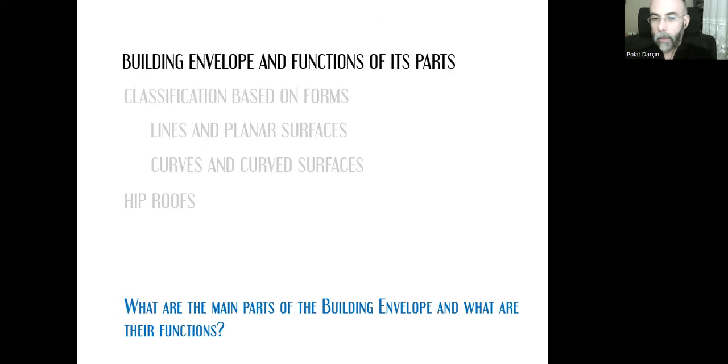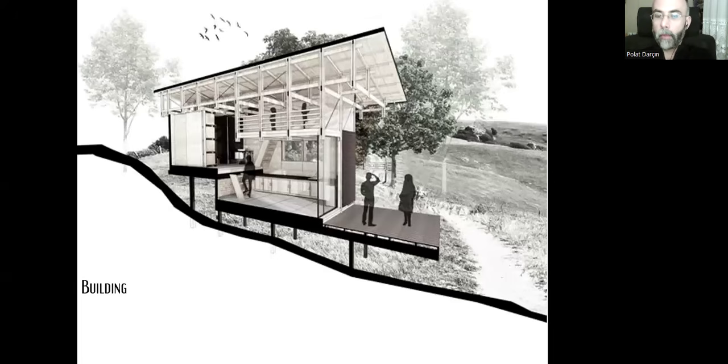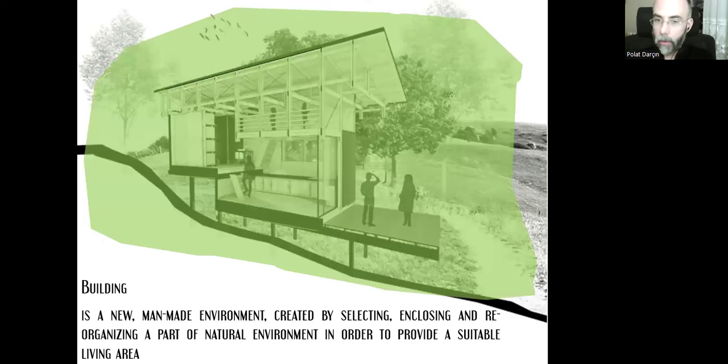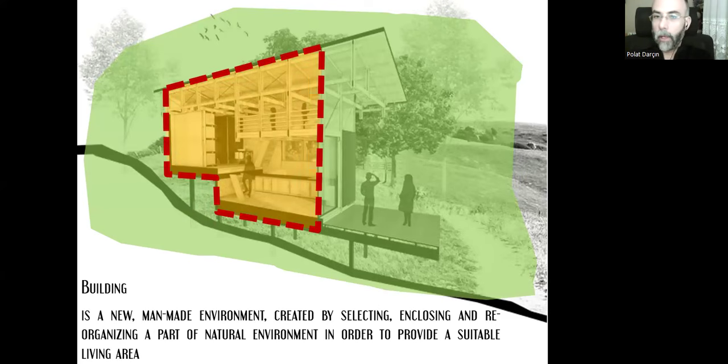The first question that we can ask ourselves is, what are the main parts of the building envelope and what are their functions? From our previous semester, let's remember the definition of the building. The building is a new man-made environment created by people, and it's been created by selecting, enclosing, and reorganizing a part of the natural environment. Here we have the natural environment, so we select, enclose and reorganize this part of it so that we can provide a suitable living area for the user, for ourselves.